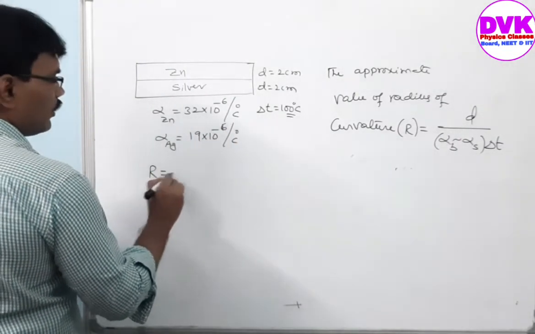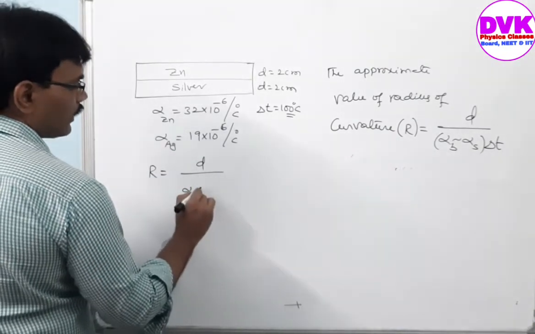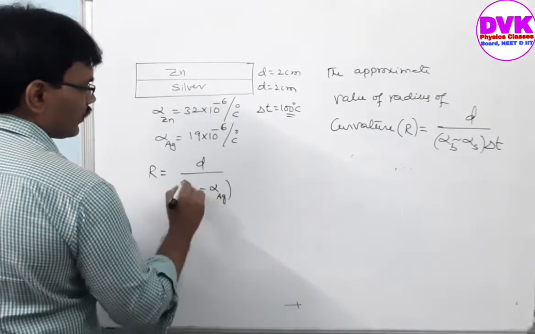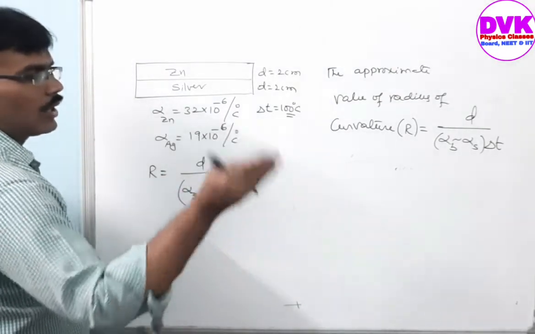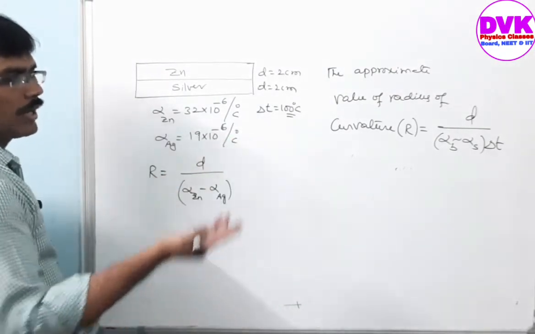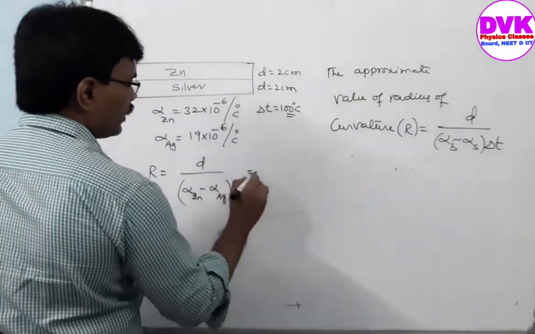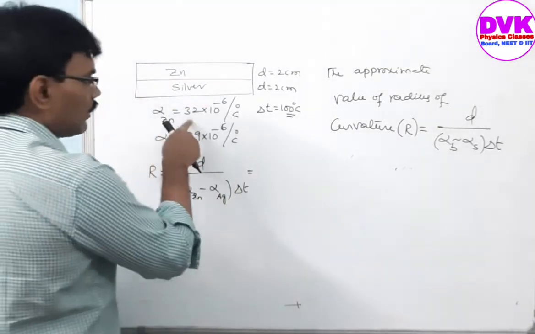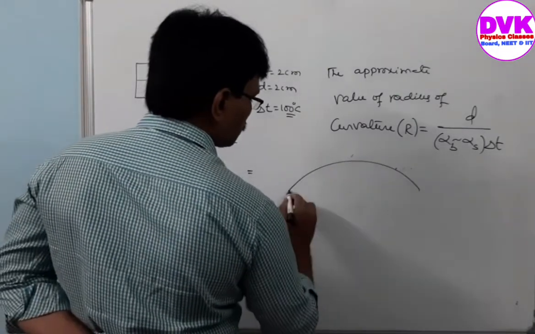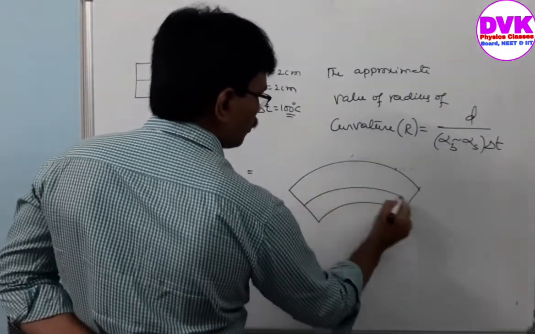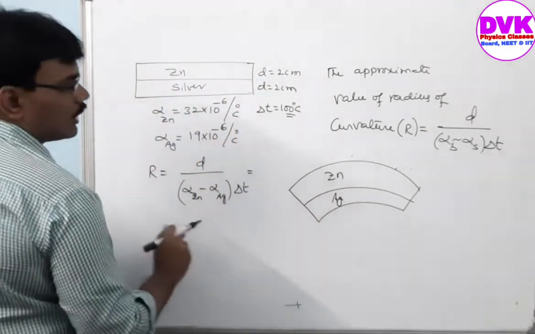Now what is the approximate value of radius of curvature? It is d upon alpha, and here the higher value is zinc, so take higher minus lower, because radius of curvature cannot be negative. We already know which metal bends on the higher arc side depending on their alpha values, so directly take higher value minus lower value. But we should know which side it is bending. The one with higher alpha should be on the convex side after heating, so it becomes like this. Zinc will be on this side because its expansion coefficient is higher than silver.